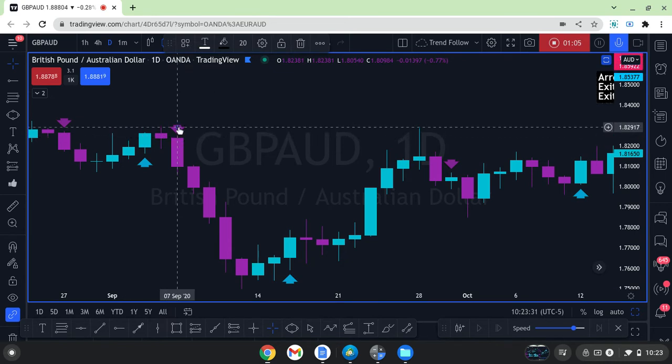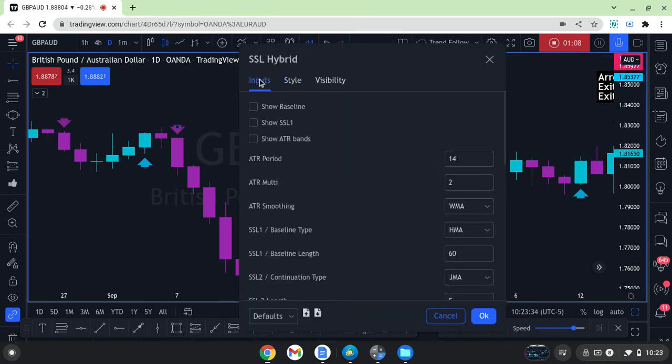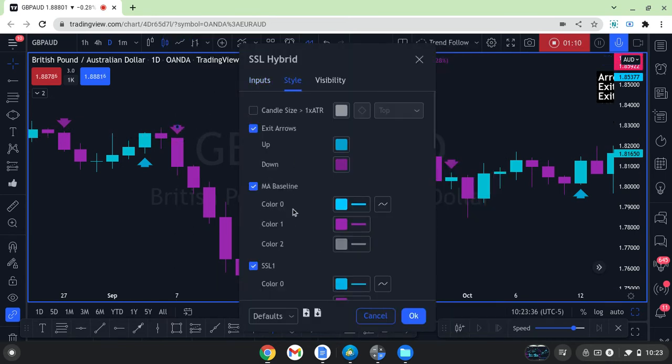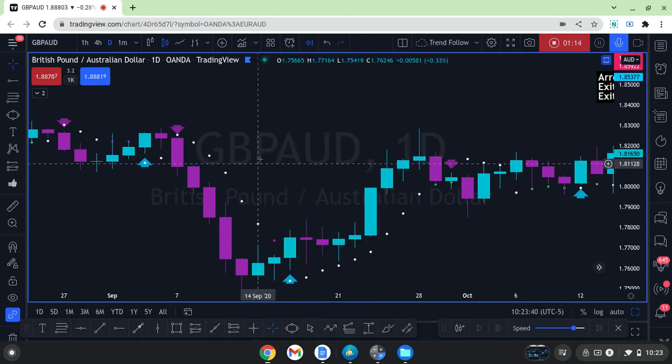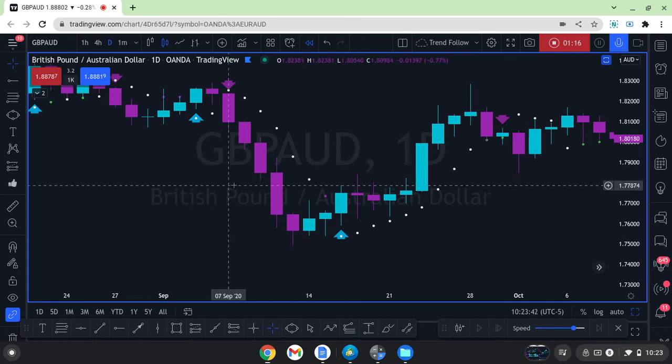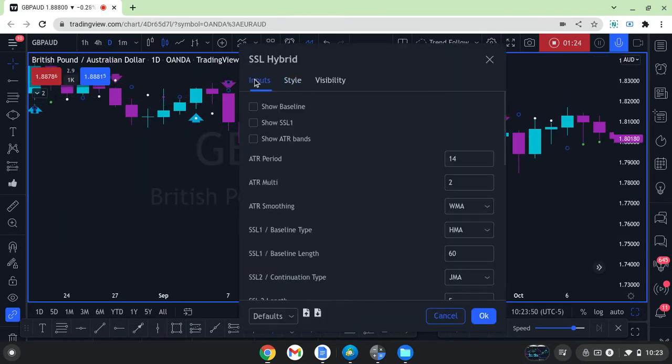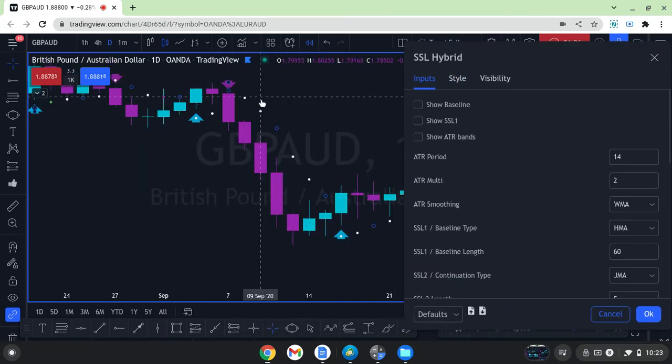All right, so now let me double click and let's turn on the SSL2. Now, the SSL2 was originally designed, let me double click on this again, let me show you something. SSL2 is actually a continuation for this particular indicator, SSL hybrid. It's a continuation.